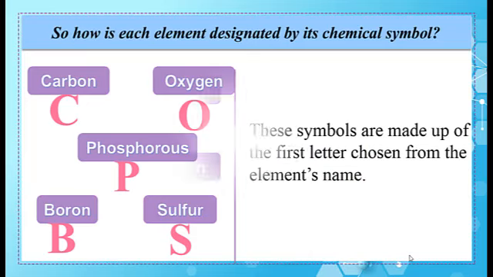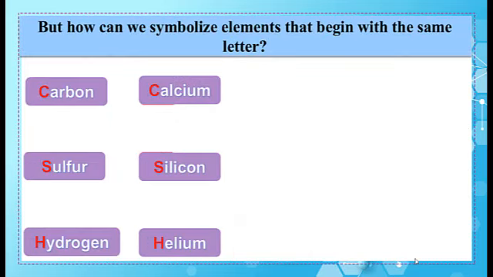But how can we symbolize elements that begin with the same letter? What if two elements begin with the same letter? Take, for example, the two elements, carbon and calcium. They both start with the letter C. The symbol for carbon is C. We cannot use the same symbol for two different elements. This is why calcium is symbolized by Ca. Another example is sulfur and silicon. The symbol for sulfur is S, and the symbol for silicon is Si.